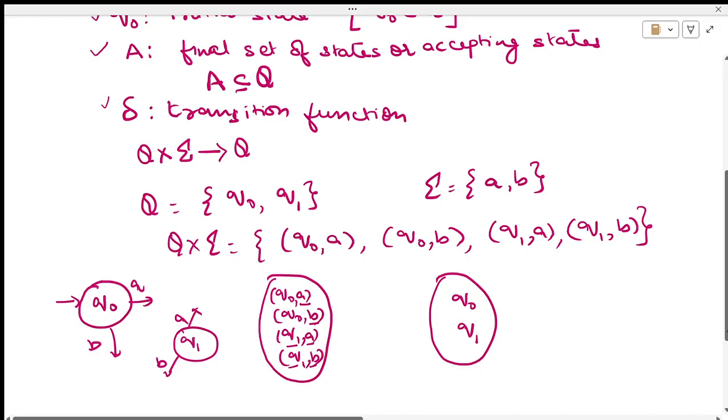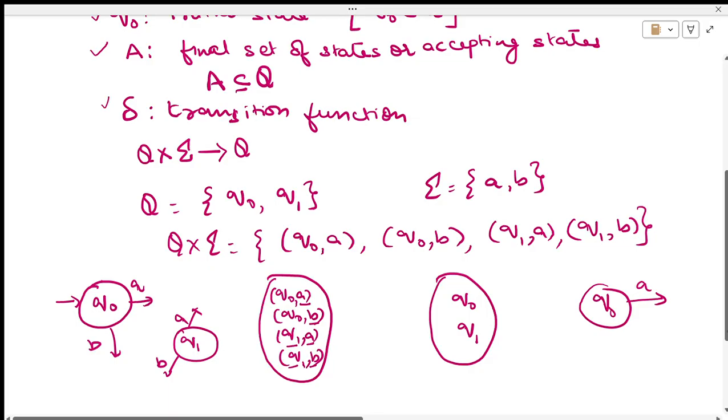If there is some machine where we have a state Q naught and you are just giving the transition A, and the transition B is not visible while sigma has B also, then we'll say that this machine is not deterministic. So for deterministic finite automata, just remember this transition function. The definition Q cross sigma to Q requires that for every state we show the transition for each symbol in sigma, and that each transition is exactly once. Then only it will be a deterministic finite automata.